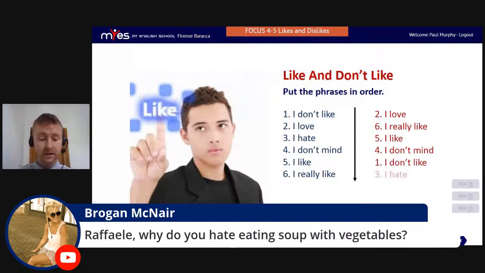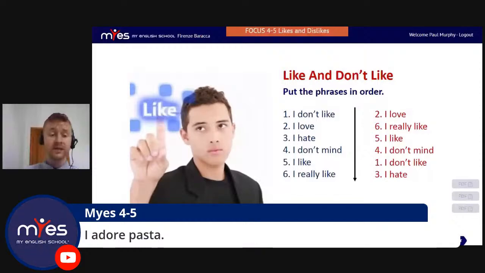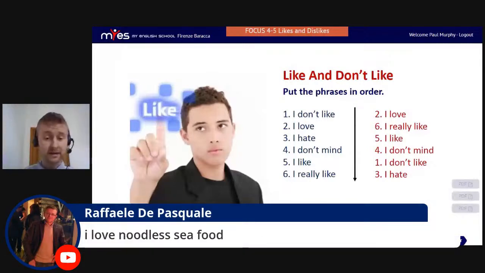So guys, remember in the lesson, the structure is love, I really like, I like, I don't mind, I don't like, I hate. These are your verbs that you can use, and remember, it is followed by a noun. We both have I love or I adore, so number 2 can also be I adore. So remember, it's followed by a noun, so the noun in this context is pasta. Raphael, your other example is I love noodles and seafood. So these are the examples of nouns.